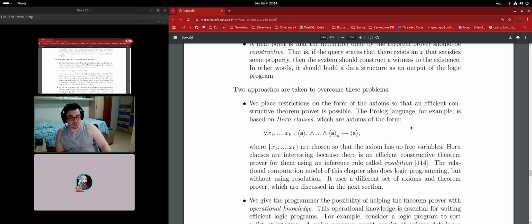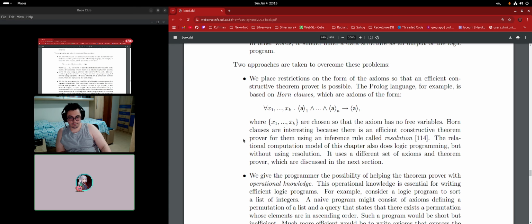We place restrictions on the form of axioms so that an efficient constructive theorem prover is possible. The Prolog language is based on Horn clauses, which are axioms of the form: for all x1 to xk, and then we just put a bunch of disjunctions, where x1 to xk are chosen so that the axiom has no free variables. Horn clauses are interesting because there is an efficient constructive theorem prover for them using an inference rule called resolution.